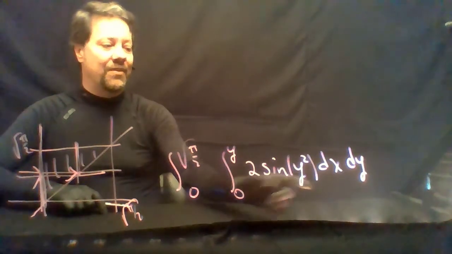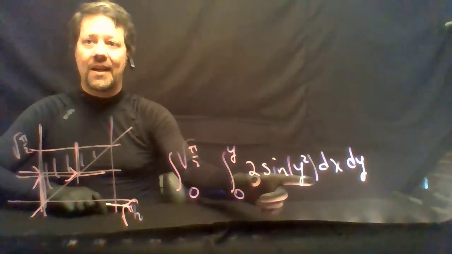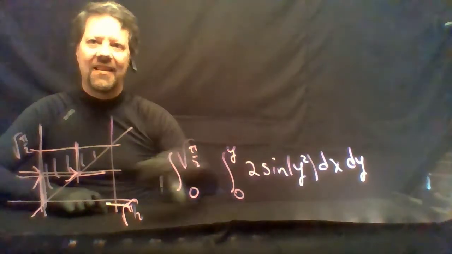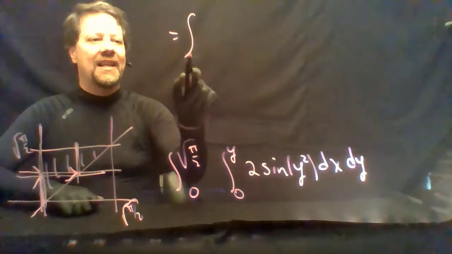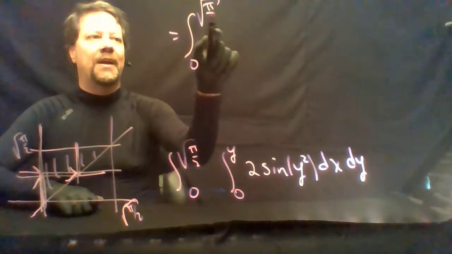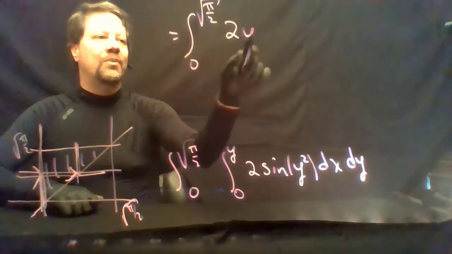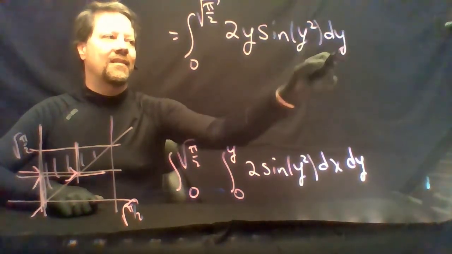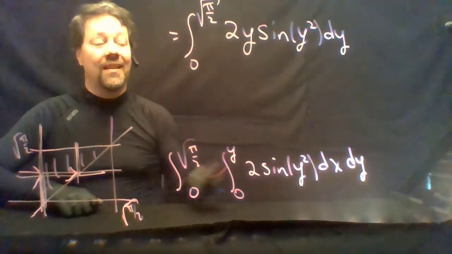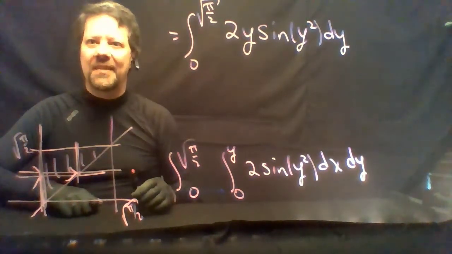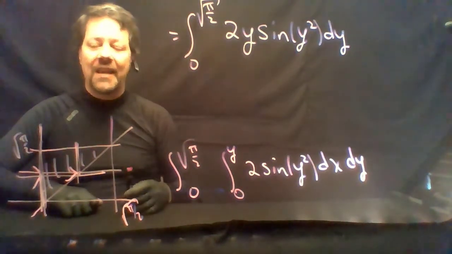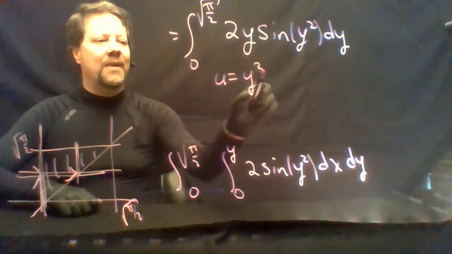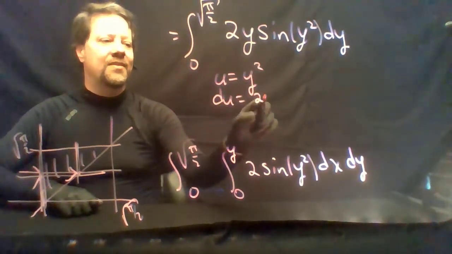Now, when integrating with respect to x first, the 2 sine y squared is constant. And so we take that constant and multiply by the length of the interval. We get the integral from 0 to the square root of pi over 2 of 2y sine of y squared dy. Now we have the derivative of something lying around. We can evaluate this integral using the method of substitution. We'll set u equal to y squared so that du is 2y dy.